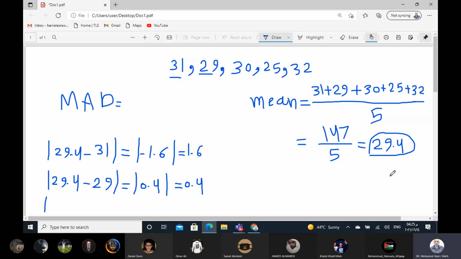Then the distance between the mean, 29.4, minus the third value will be negative 0.6. With the absolute value, we turn the negative to positive, so it will be 0.6.